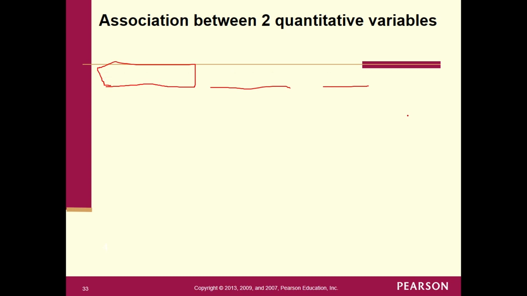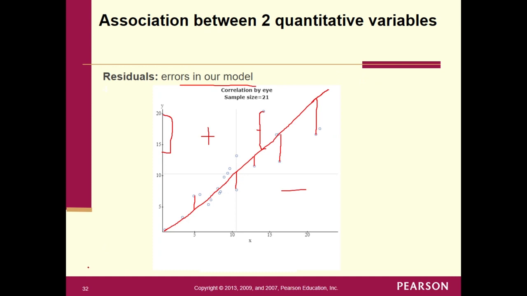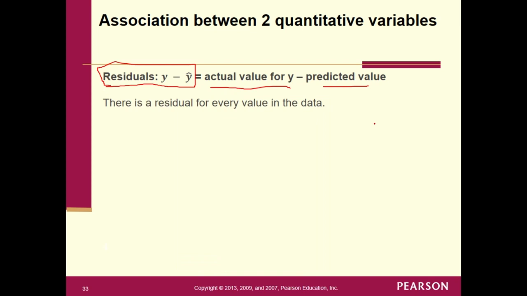So if you think about it, back here, if you took a look at, say, this dot right here, we can look at the exact value for y, and then here is the predicted value. And how much is the difference between here and there? Y minus y hat, because the x didn't miss. The x didn't miss at all. X is perfect. It's how much did we miss in y. Like I said, there's a residual for every value in the data.